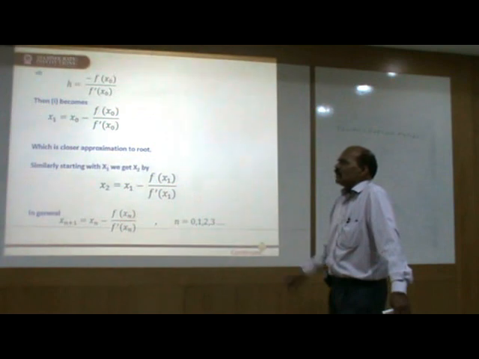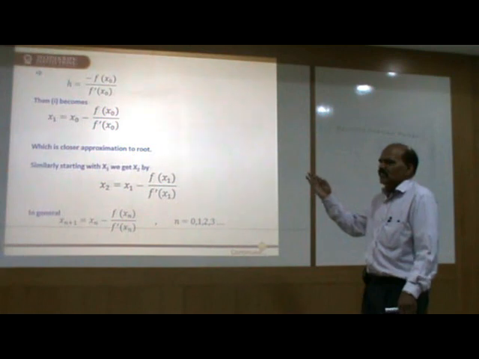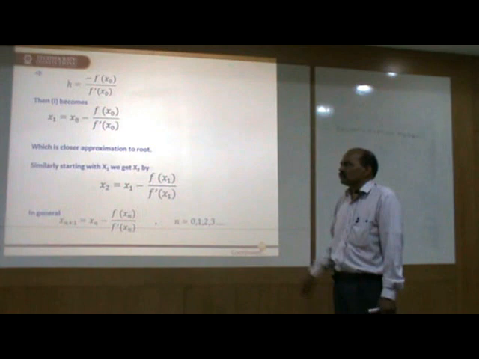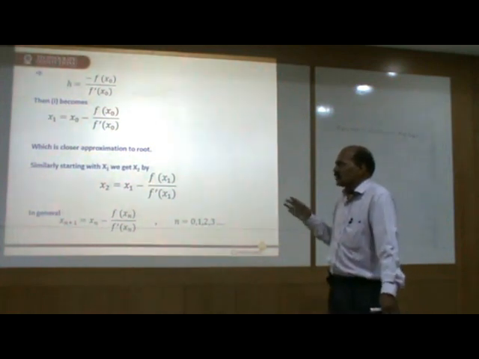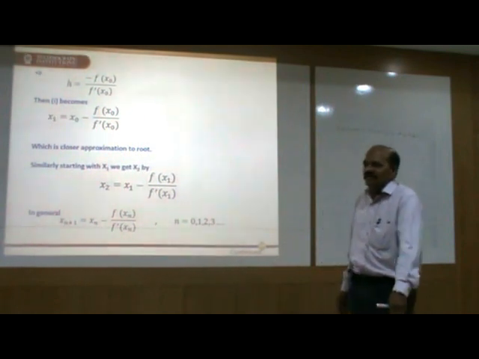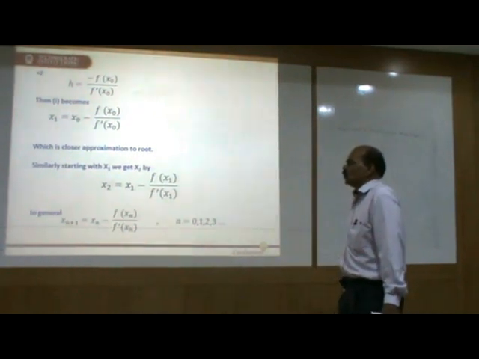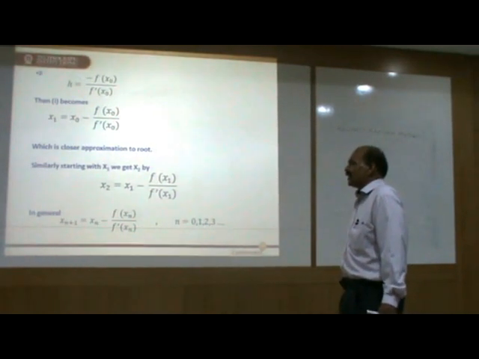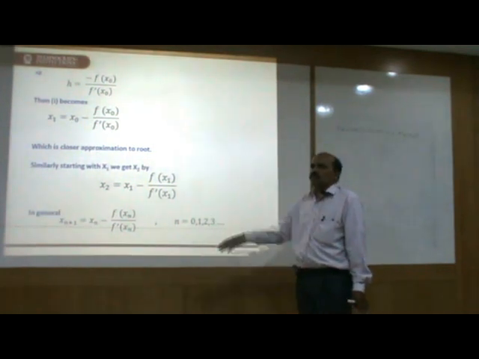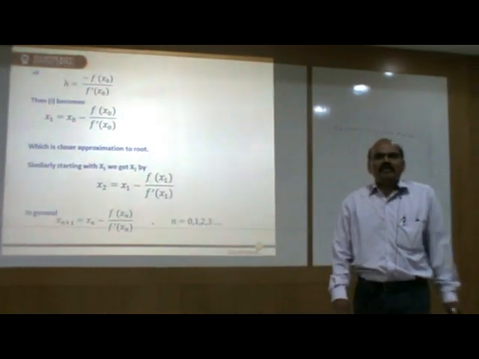Then our equation 1 becomes x0 minus f of x0 upon f dash x0. Now this approximation is much closer than our initial approximation x0. Similarly, we can start from x1 and we shall get the next approximation x2 by repeating the same thing, and in general we can get xn plus 1 is equal to xn minus f of xn upon f dash xn. Now this can be used for finding the solution of any equation, whether it is transcendental or algebraic one.